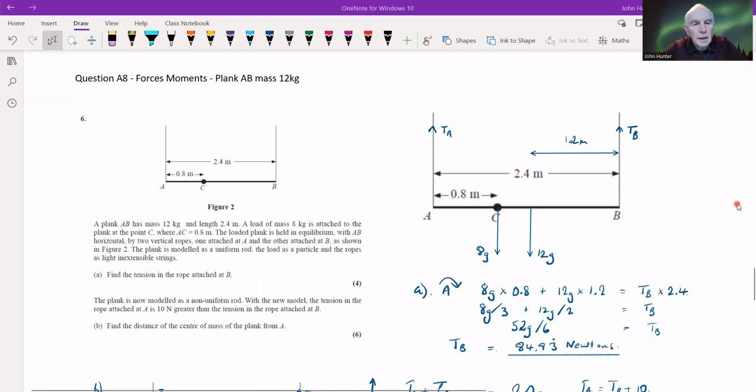Okay, this is a worked example to illustrate moments. This one is a plank AB of mass 12. Let me just say that all this first part is basically just giving you information with which to populate your diagram. And I do recommend that you draw your own diagram. Don't try scrawling on this. You actually draw your own.